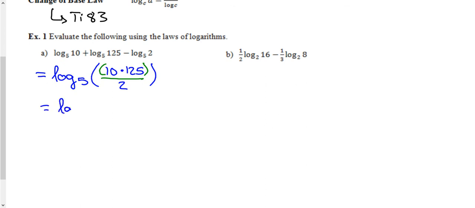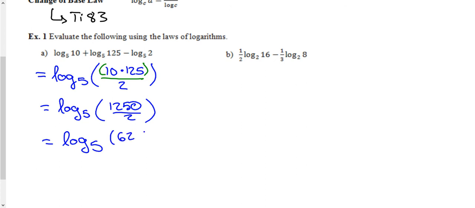So this is log base 5 of 1250 divided by 2, which is log base 5 of 625. And now you can ask yourself or type it into your calculator. I would type it into your calculator: log base 5 of 625. This is now just equal to 4. Done. Or, of course, you could have asked yourself 5 to what exponent would get you to 625? That exponent had to be 4 anyways.